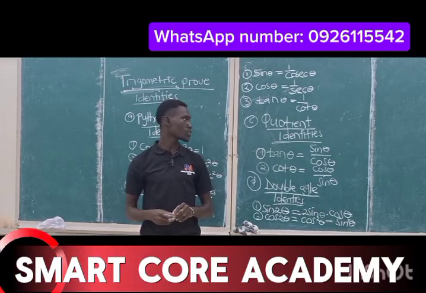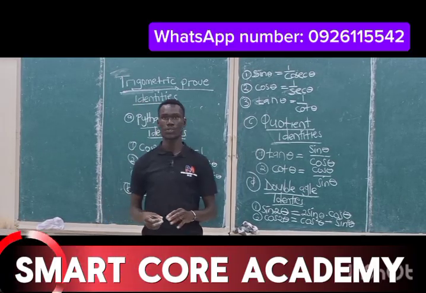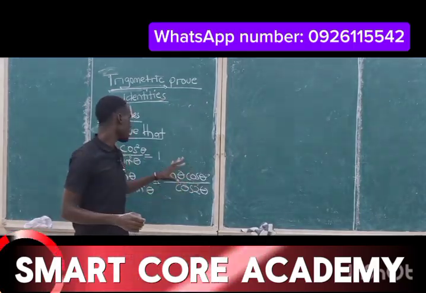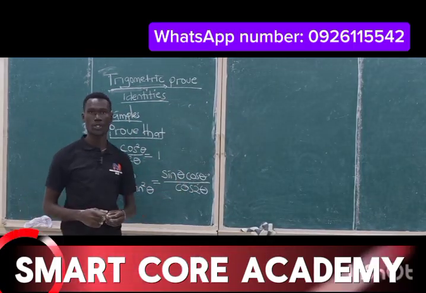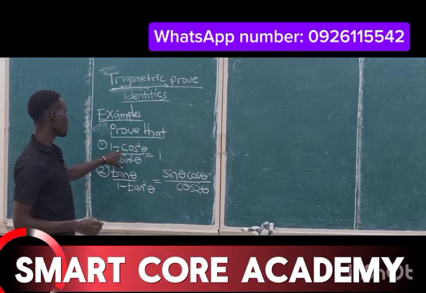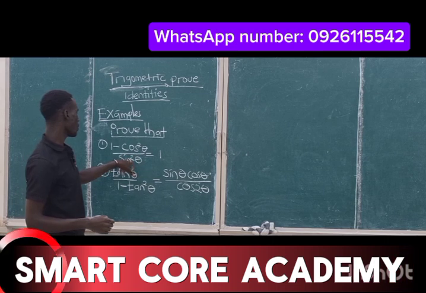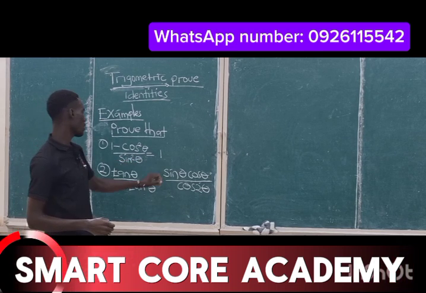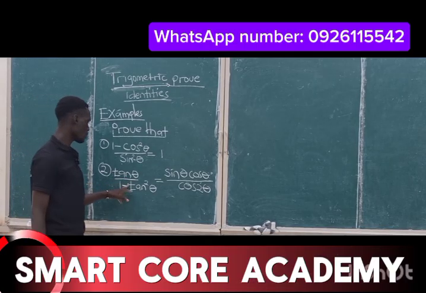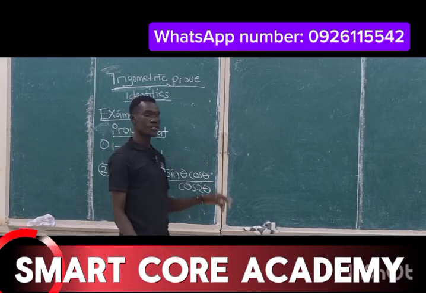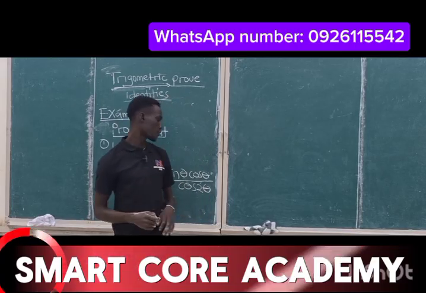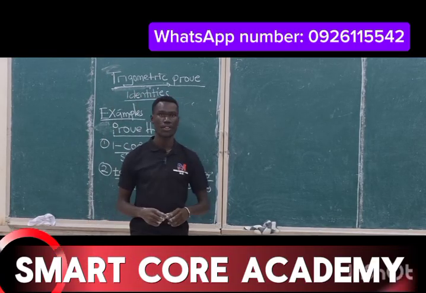Let's look at examples and we apply these rules that we have just come across. So these are our examples under trigonometric proof identities. We say that prove that 1 minus cos square theta is all over sine square theta is equals to 1. That is the first thing. Secondly, it says that tan theta all over 1 minus tan square theta is equals to sine theta multiplied by cos theta, the whole of it all over cos 2 theta.